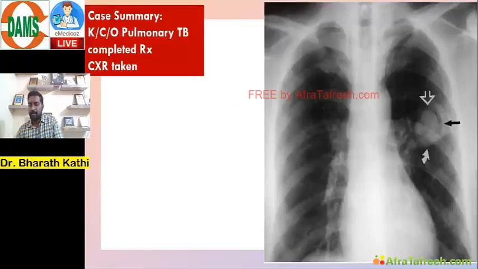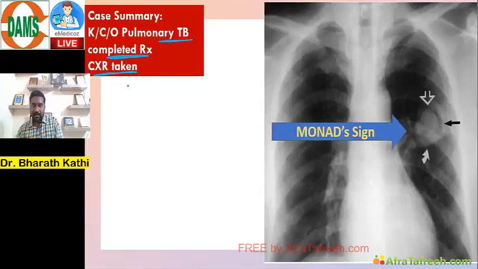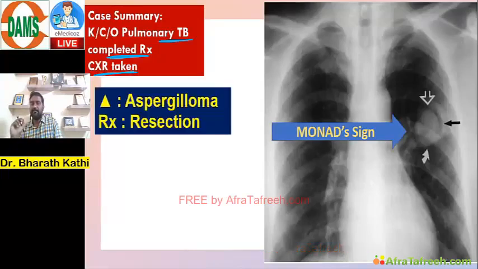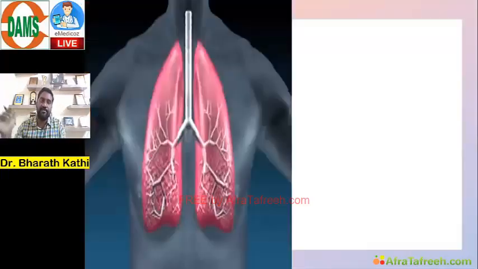Another patient, known case of pulmonary TB, completed treatment, routine chest X-ray taken, and chest X-ray is showing cavity filled with fungus, Monad's sign, and treatment is generally resection. And what can be the diagnosis here? It can be an aspergilloma.